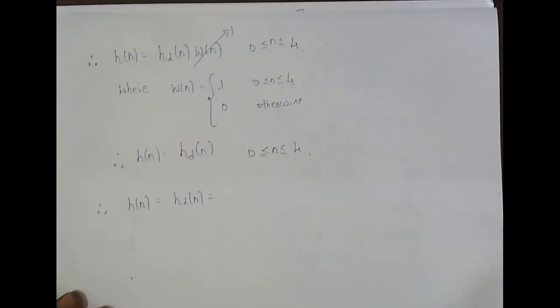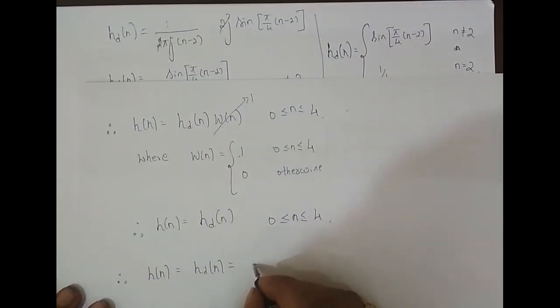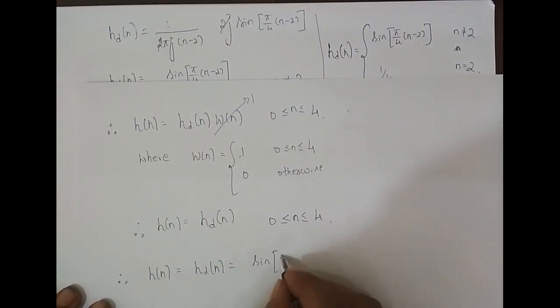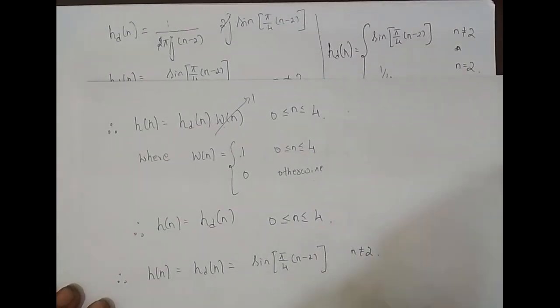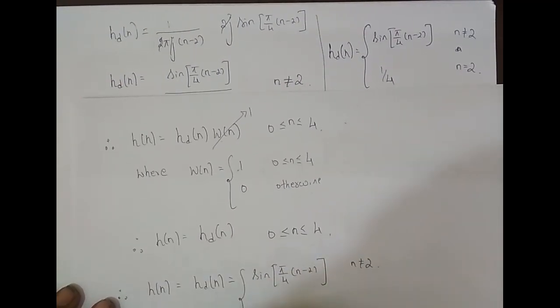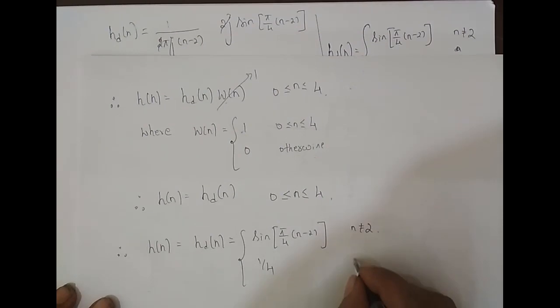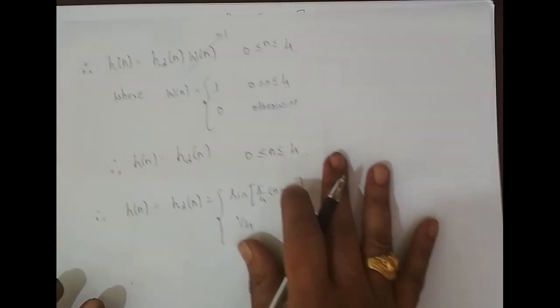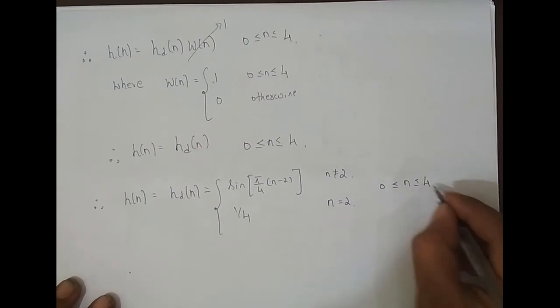So h of n is equal to hd of n. What is the hd of n equation we have? Hd of n equation is this, which is equal to sine of pi by 4 into n minus 2 for n not equal to 2, right? And it is 1 by 4 for n equal to 2, and n is varying from 0 to 4.